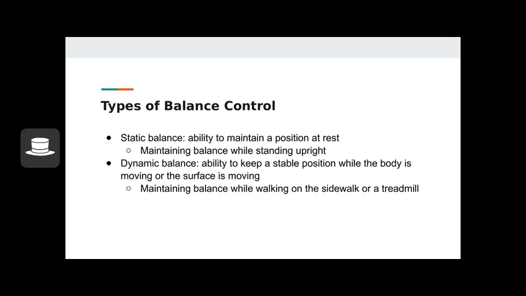And then there's also dynamic balance, which is the ability to keep a stable position while the body is moving or the surface is moving. For example, this could be if you're walking on the sidewalk or on a treadmill. Our body needs to be able to adapt to these different types of balance control scenarios in order for us to maintain that balance. Otherwise, and we'll get into this in the next slide, our body goes through a series of different strategies to maintain balance. Otherwise, we may trip and fall.